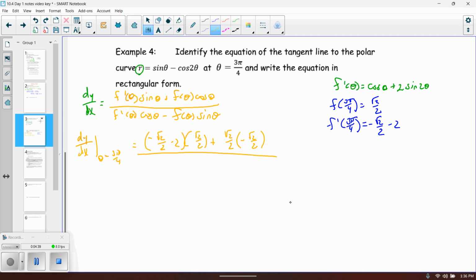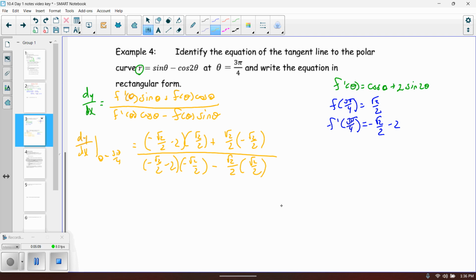All right, the denominator. The nice thing about the denominator, it utilizes f prime of theta and f of theta, just like we did, so we can kind of fill those in. That part doesn't change. This part doesn't change. Cosine of theta we just found on the top, which was the negative root 2 over 2, minus, and then the sine of theta, which is positive root 2 over 2, goes there. So not too difficult to fill all that stuff in. Now we get to do all the simplifying.